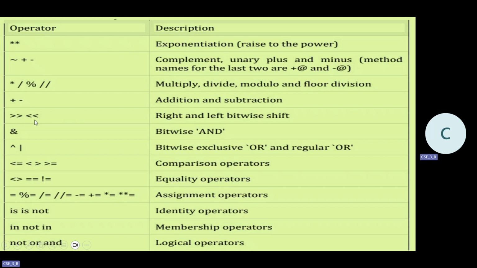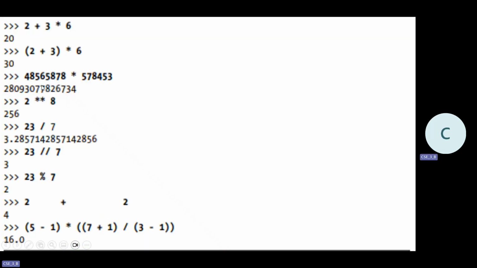And then the right shift and left shift operators, that is the bitwise left shift and right shift operators, the bitwise AND operator, bitwise exclusive OR, the regular OR operation, and the comparison operations like less than or equal to, less than, greater than or equal to, then equality operators, and then the assignment operators that we will discuss further, and then identity operators, that is is and is not, and then membership operators, in and not in, and logical operators, not, or, and. So let us explore them one by one.